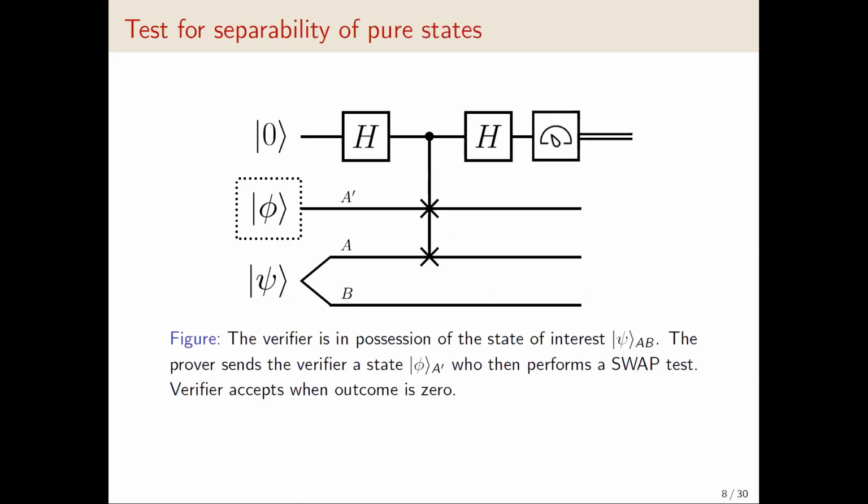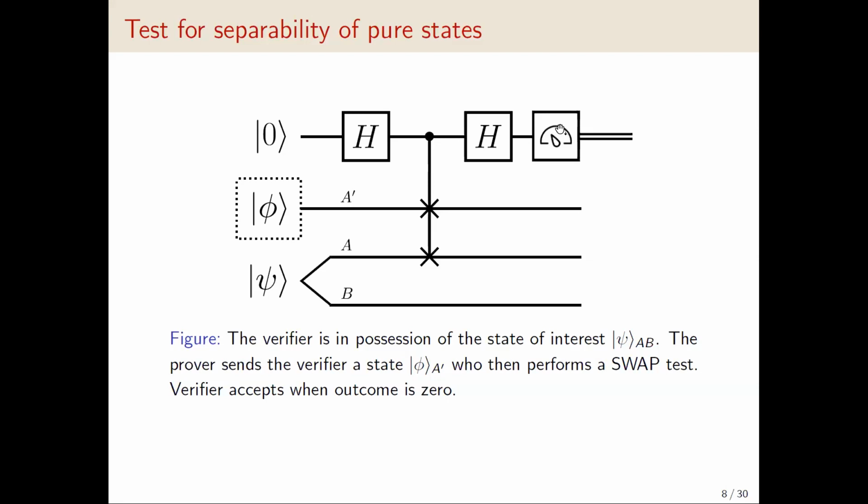For a pure state, psi AB is the pure state that the verifier possesses, and then the prover sends in phi, and the verifier does a swap test between what the prover sent and one half of their state of interest. A quantum server is just a quantum computer that we have; it's just a different name.